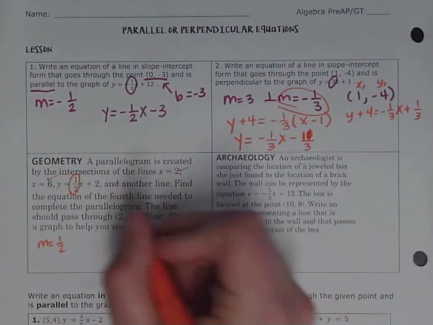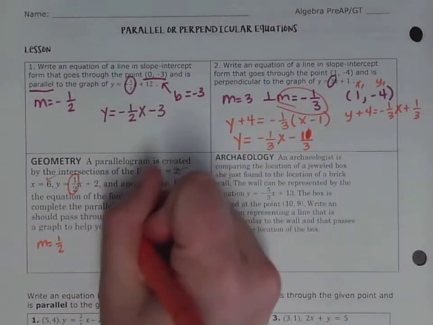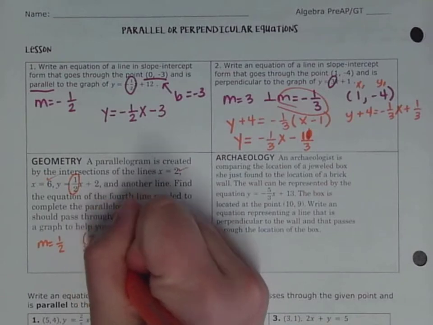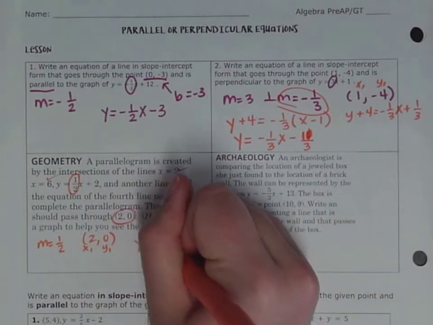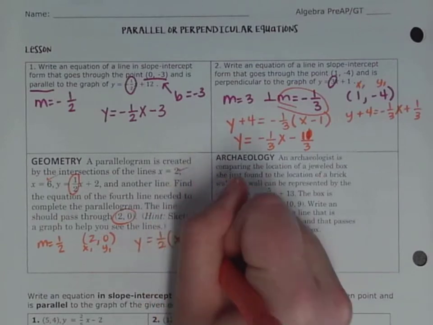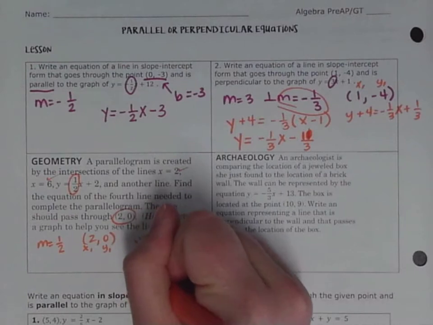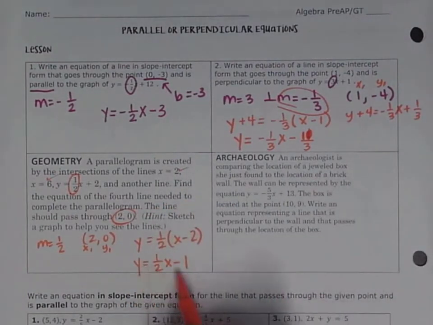And it's going to go through this point. So that would be my x1, y1. So y minus 0 equals 1/2 (x minus 2). So then distribute my 1/2, y equals 1/2 x minus 1. That would be the other line of my parallelogram.